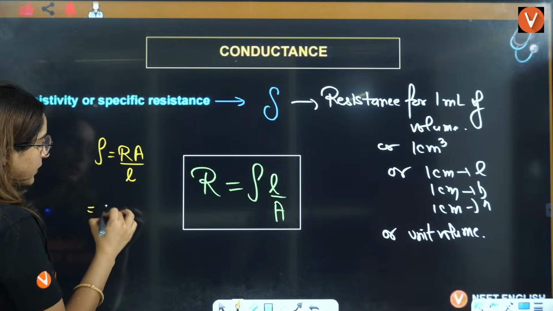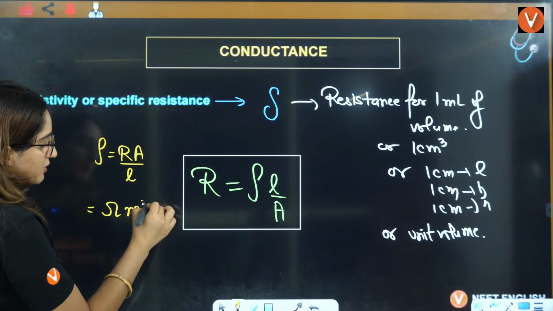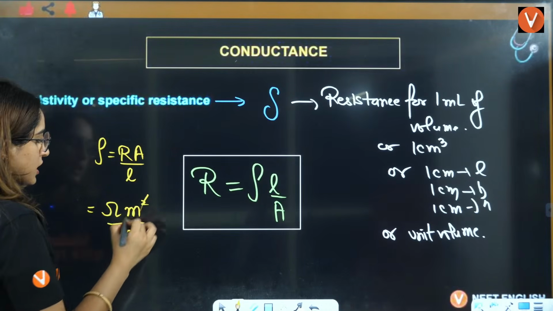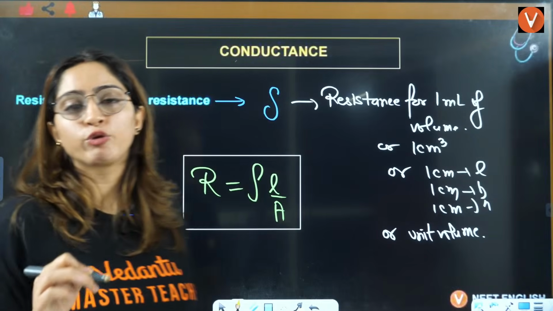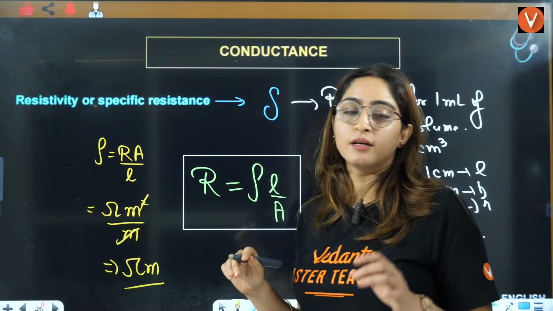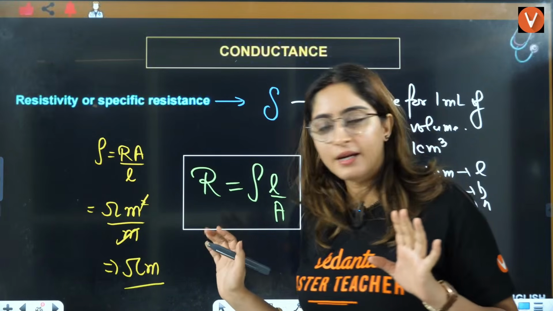Resistance is nothing but ohm, so we'll write ohm. This is, let's say, meter square. This is meter. They will cancel out. This will be ohm meter. That is going to be the unit of resistivity, that is ohm meter, right?